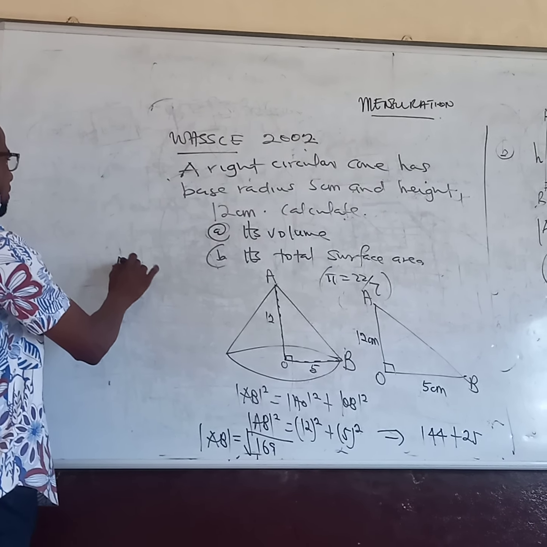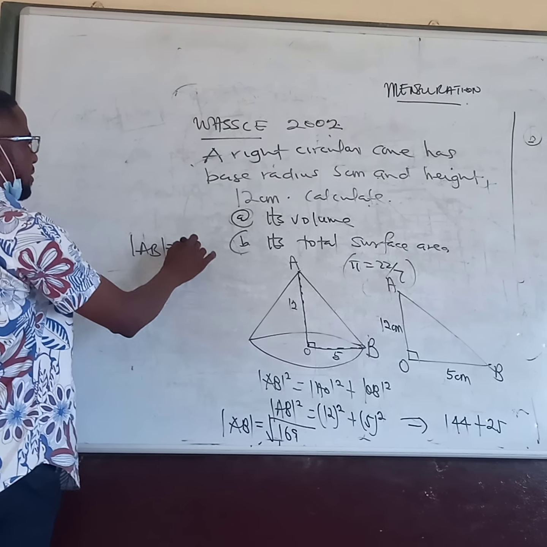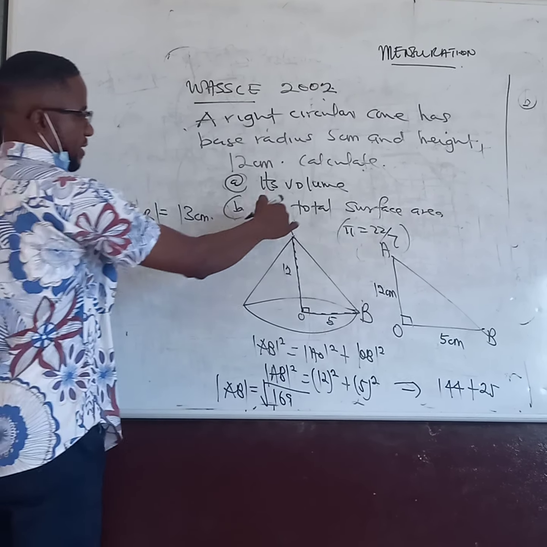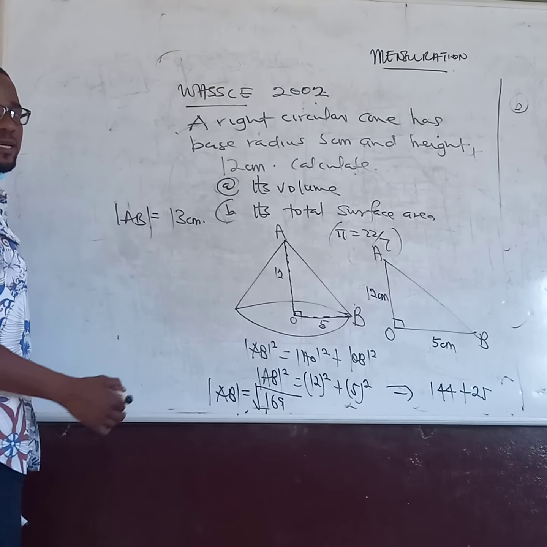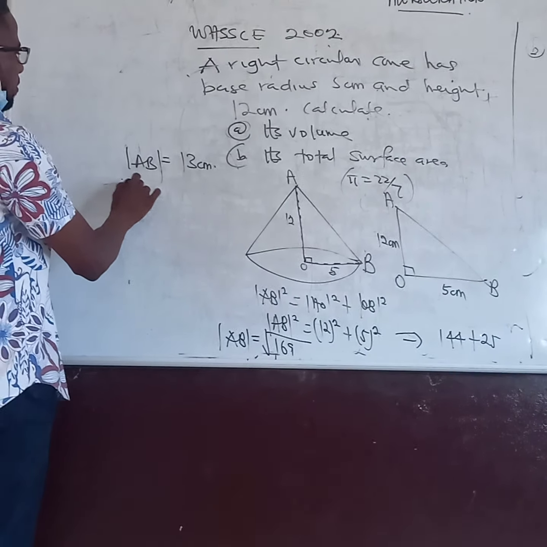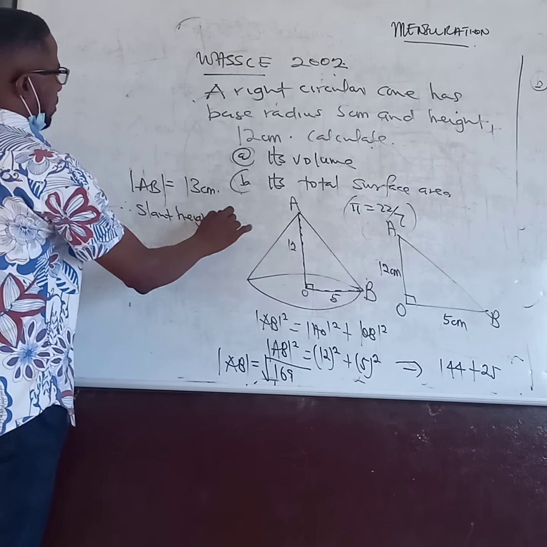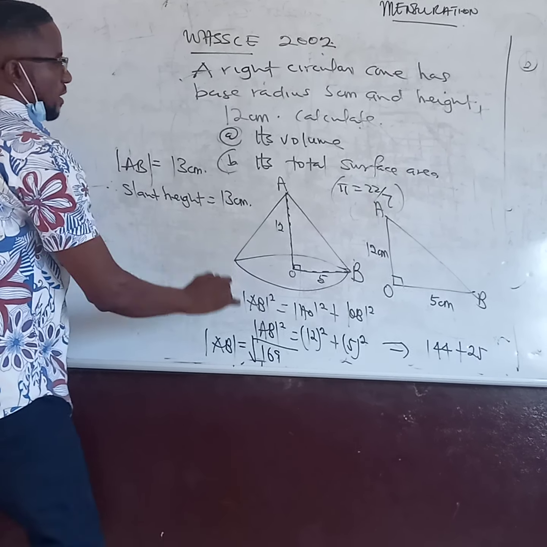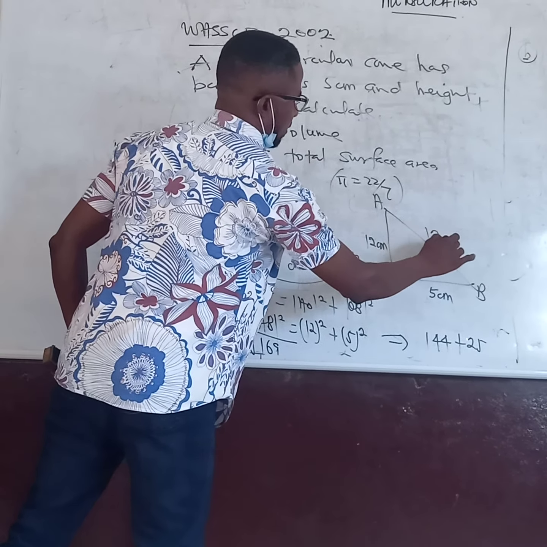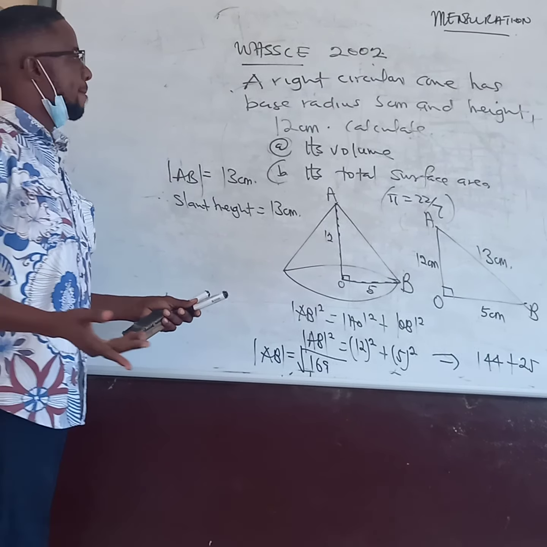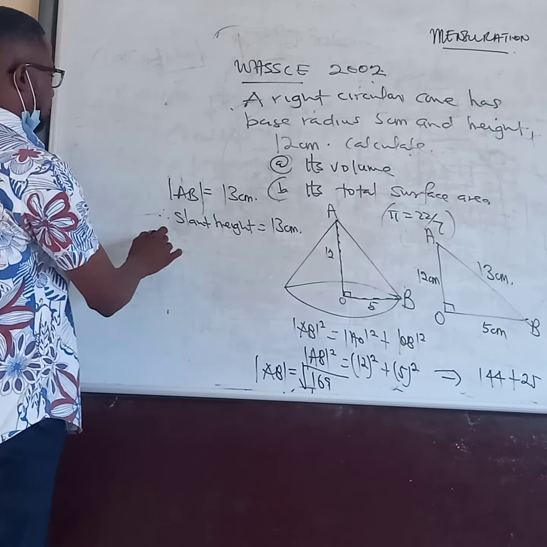So AB will give us 13 centimeters. And what does AB represent? It's the slant edge. So therefore, slant height is equal to 13 centimeters. So this side is 13 centimeters. Now we have not actually answered the question, so we have to find the volume.